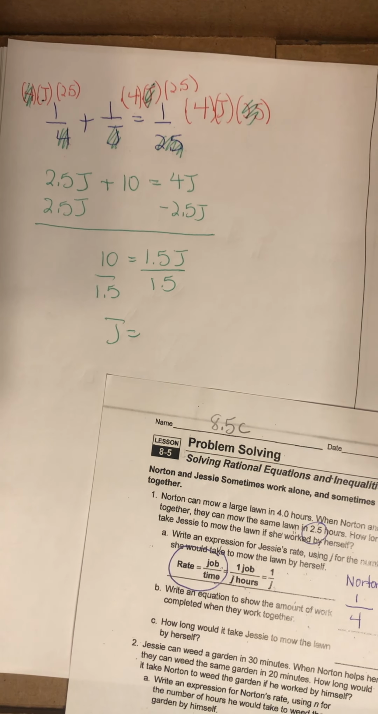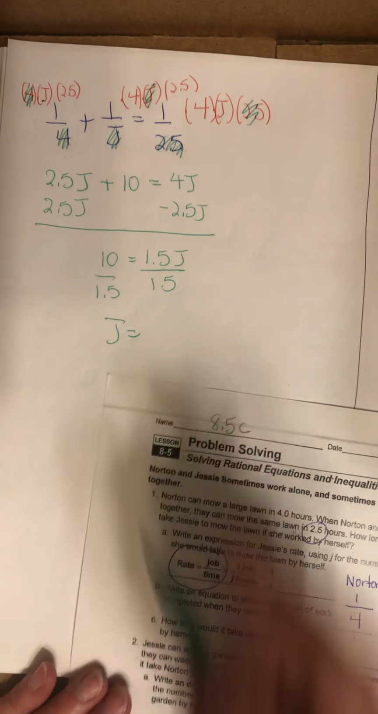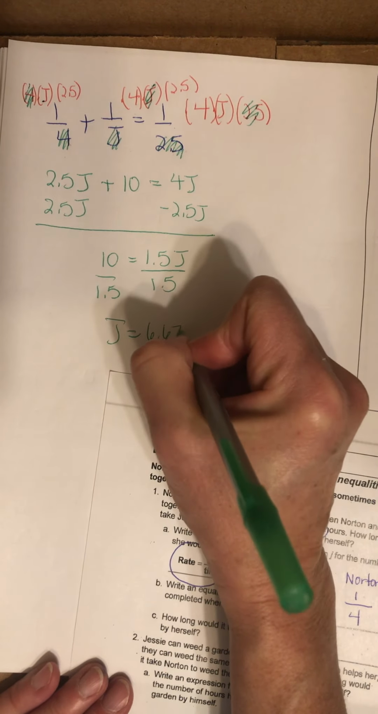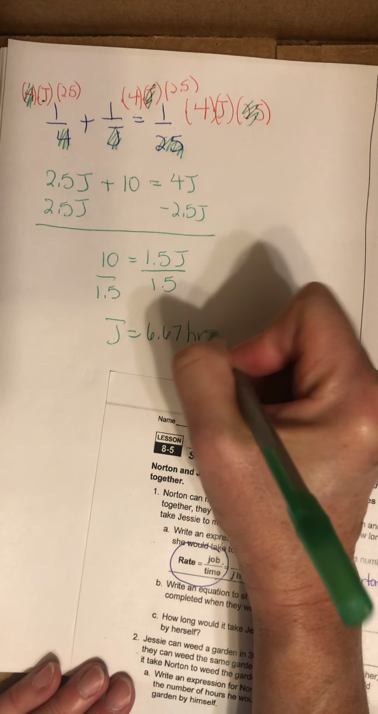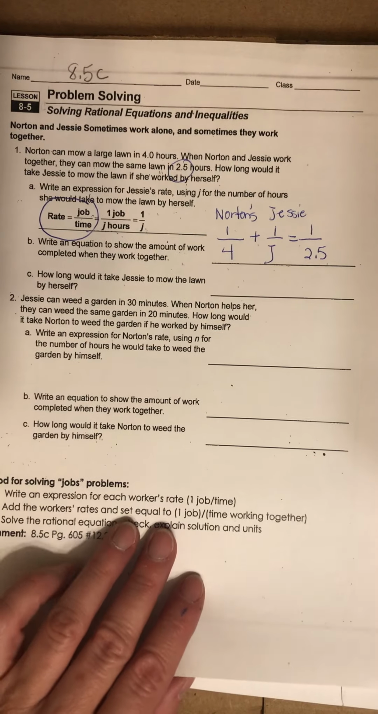And I forgot my calculator. Let's see. I got it. I think I know the answer, but I didn't want to mess it up. 10 divided by 1.5. I believe it's 6.67. And it is. Okay, so 6.67 hours. It would take Jessie on her own. Let's fill that in.